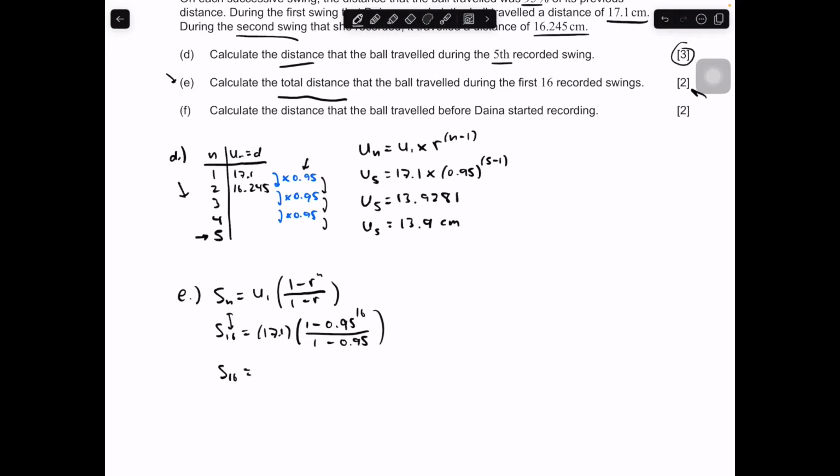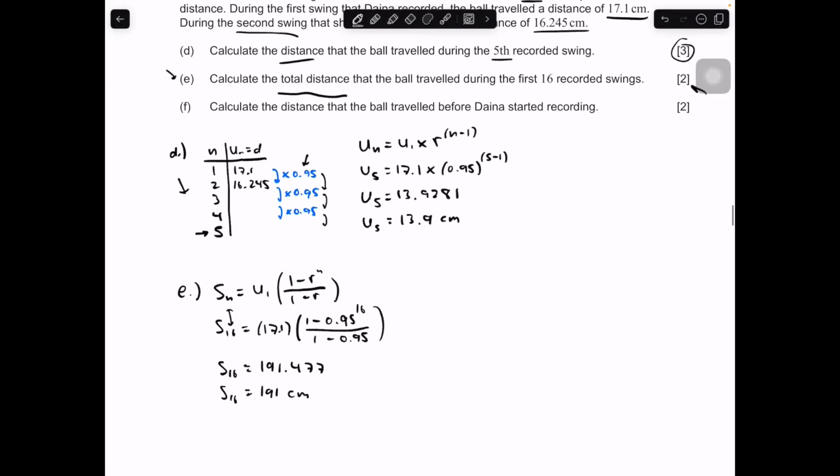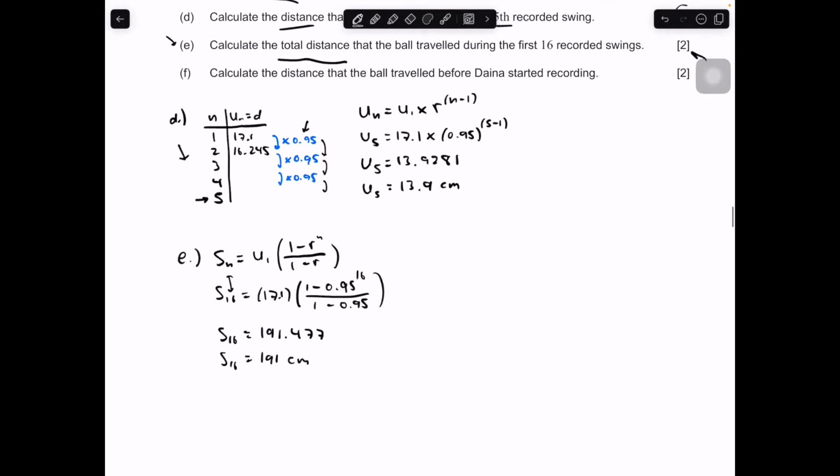Sum of the first 16 recorded swings is 191.477, or actually no, sorry, to 3 sig figs, this is just going to be 191 centimeters. Okay. Alright, calculate the total distance the ball traveled during the first 16 recorded swings. Looks good. F.